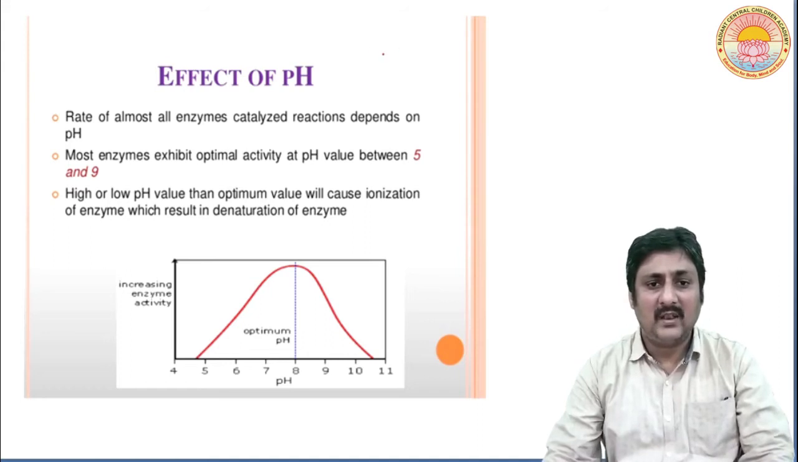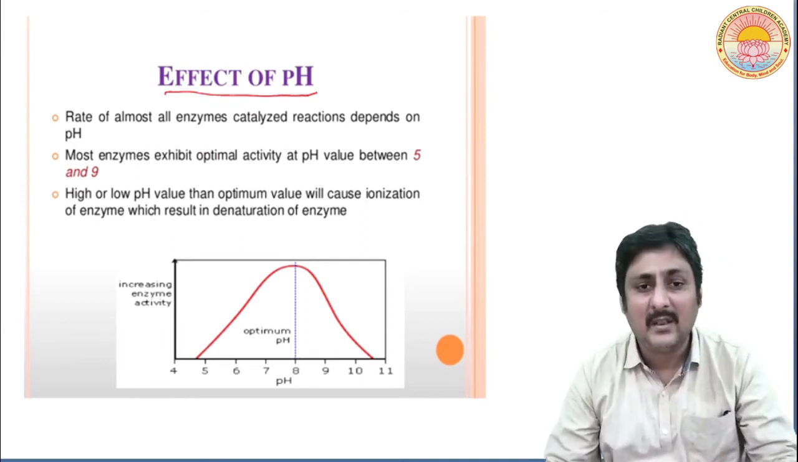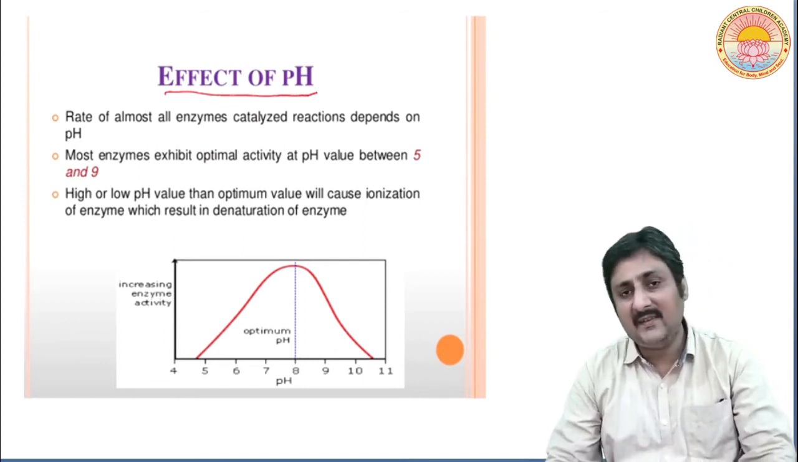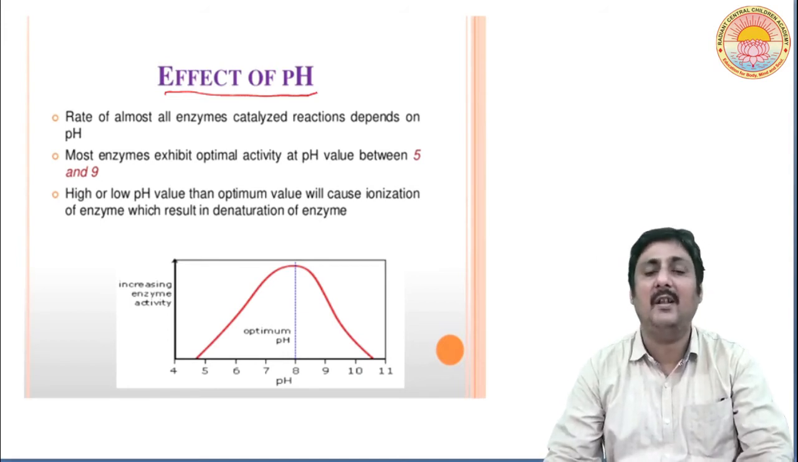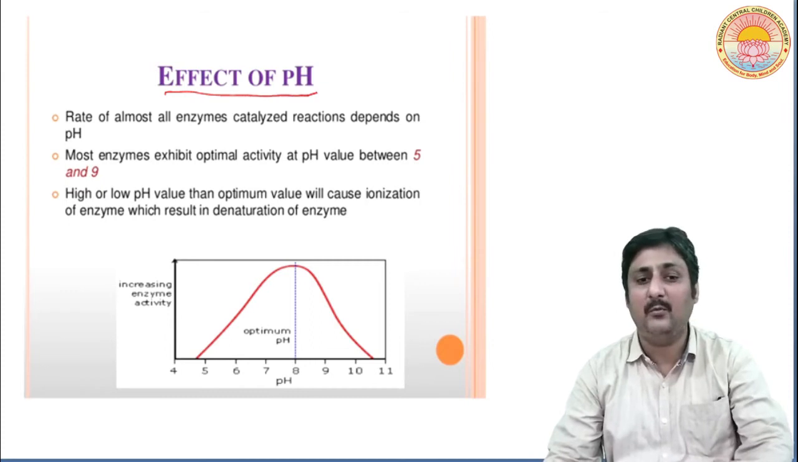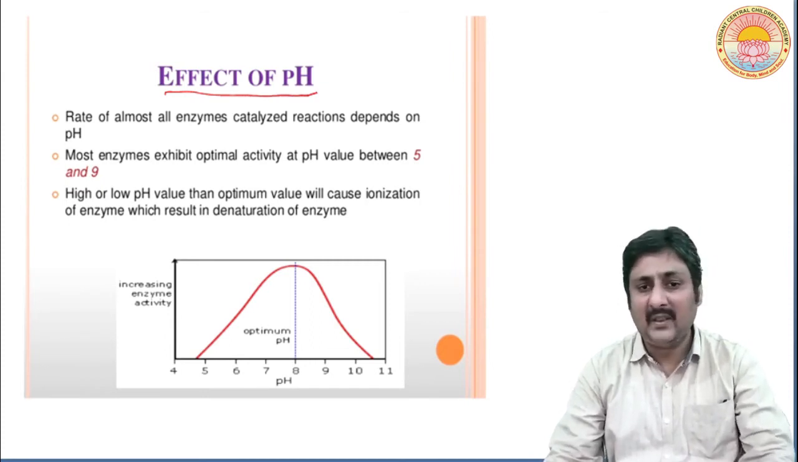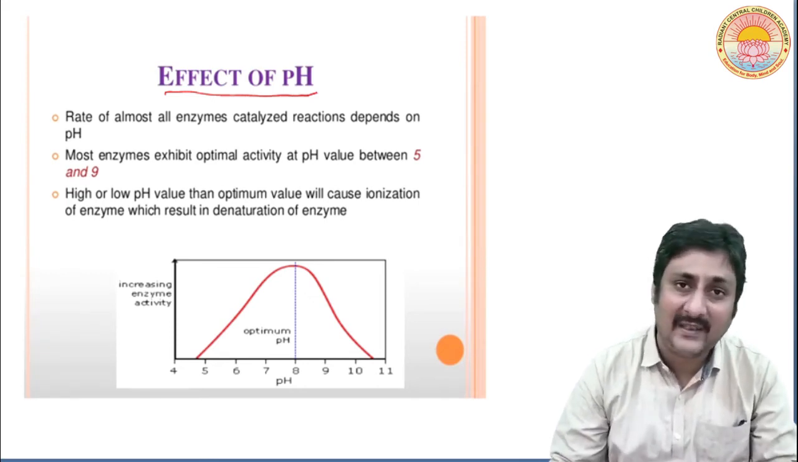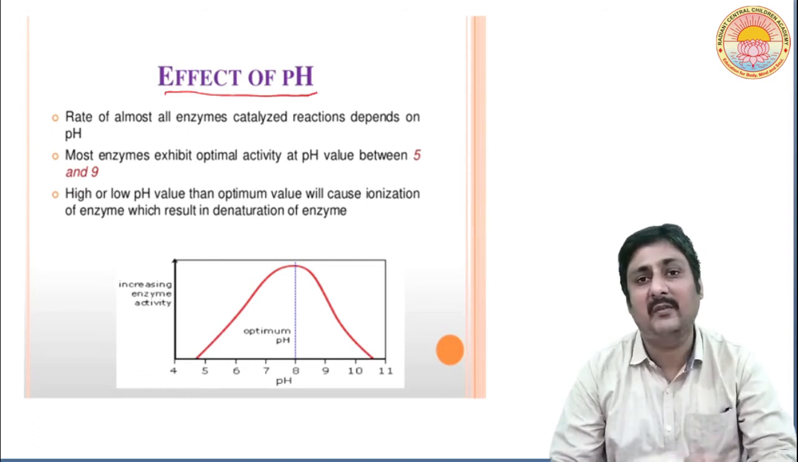Now let us talk about the effect of pH on the enzyme action. The rate of almost all enzyme catalyzed reactions depends upon the pH. Most enzymes exhibit optimum activity at a pH value between 5 to 9 in most of the cases. Now high or low pH beyond that optimum value will cause ionization of the enzyme, which results in denaturation of the enzyme.